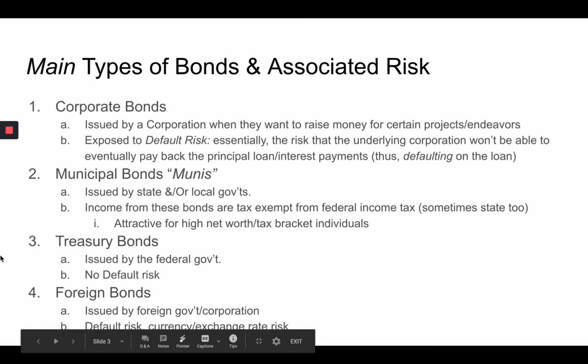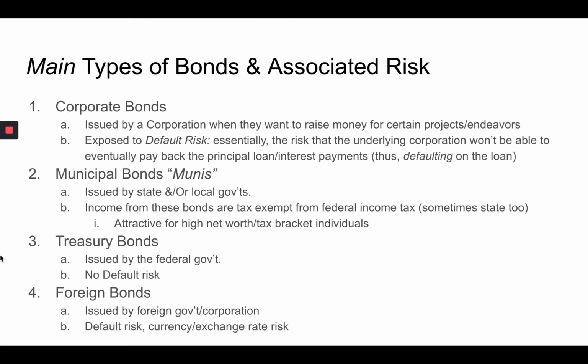I italicize main in this title because there are hundreds of different kinds of bonds that exist, but these are the main types of bonds. I also think it's important to discuss the risks associated with these types of bonds. First, we have corporate bonds, which are issued by a corporation when they want to raise money for certain projects or endeavors. Corporate bonds are exposed to default risk, depending on the financial health of the corporation. Default risk is essentially the risk that the underlying corporation won't be able to eventually pay back the principal loan or interest payment.